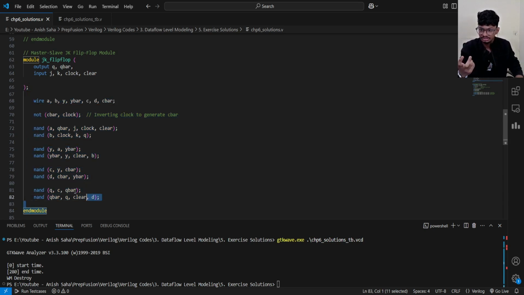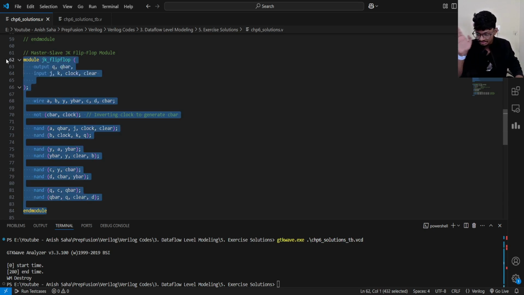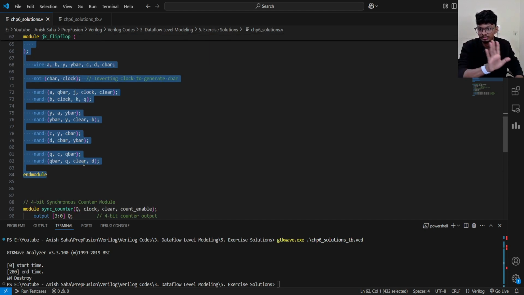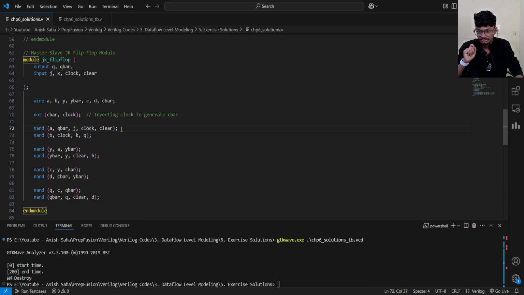That's why I'm mentioning, this is not that difficult. Just see the circuit diagram and implement the gates. That's it. That is what you have to do. See the circuit diagram and implement the gates. So I will just show you one example. Let's take this example.